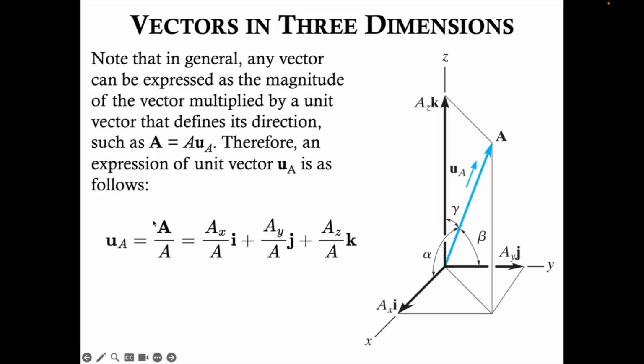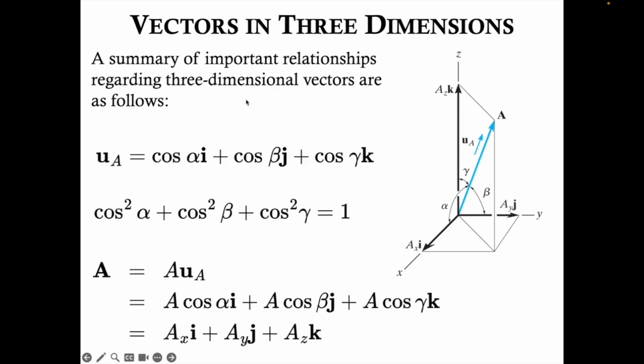So that would be the vector A, which we already know can be expressed as Ax i hat plus Ay j hat plus Az k hat, all divided by the scalar A. So each of these terms gets divided by the scalar A. So the unit vector u sub A can be expressed as the scalar Ax over A times the unit vector i hat, plus the scalar Ay over A times unit vector j hat, plus the scalar Az over A times unit vector k hat.